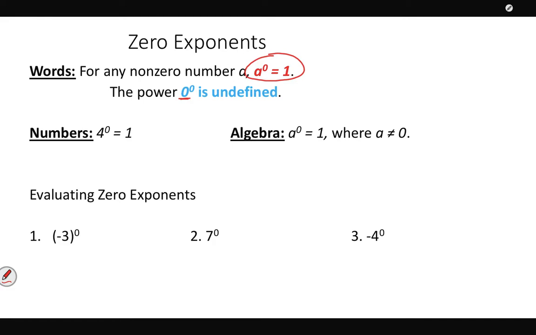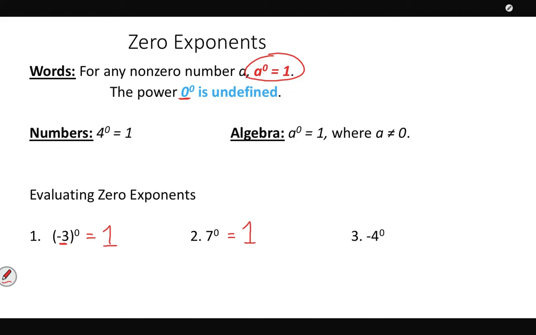So in numbers, you have 4 to the 0, that's equal to 1. Algebra, a to the 0, that's also equal to 1. We'll talk about some things here, so a couple of examples. Anything to the 0 power, so negative 3 in the parentheses to the 0 power right here. So negative 3 is inside the parentheses, raised to the 0 power. That would be a positive 1. Here, 7 to the 0 is a positive 1.